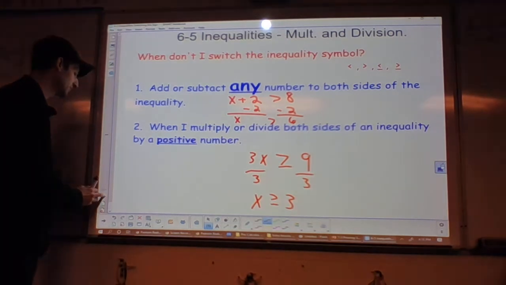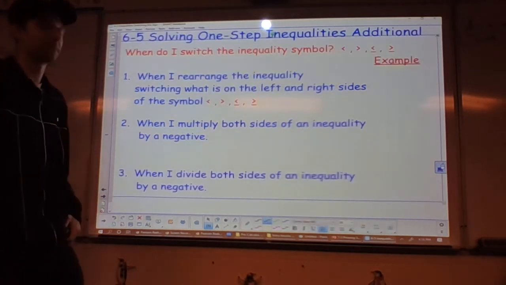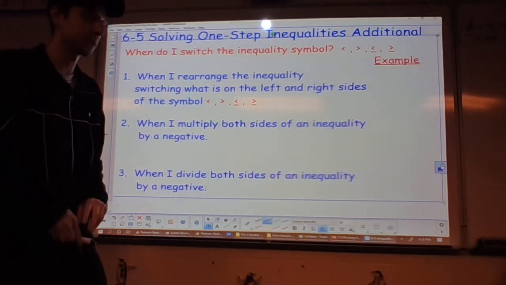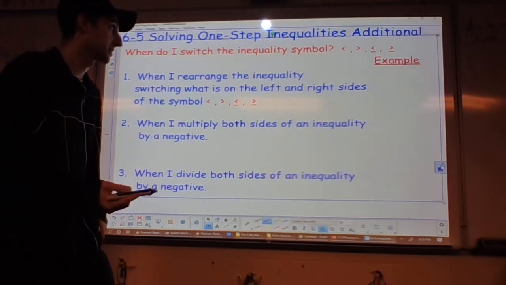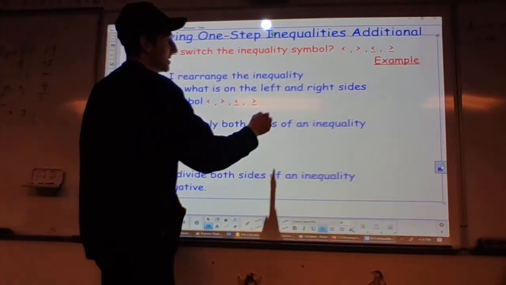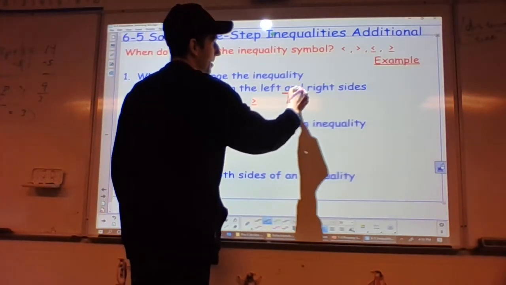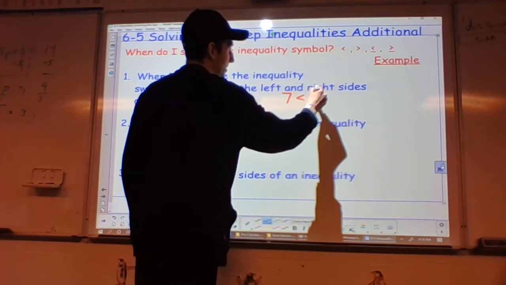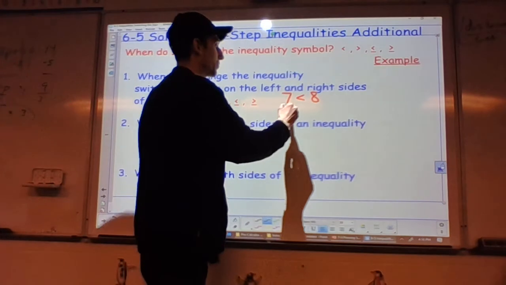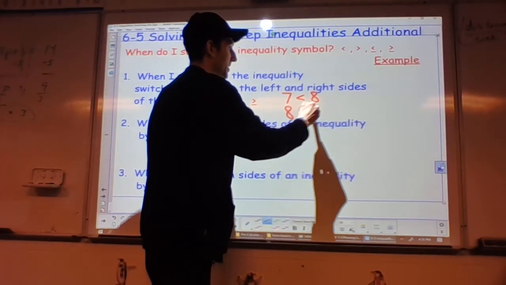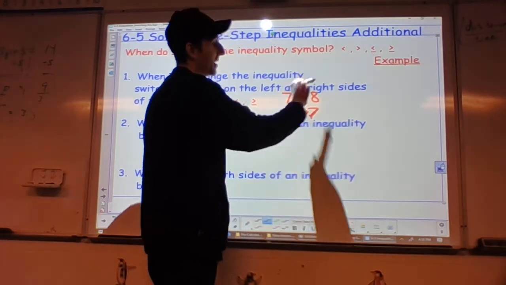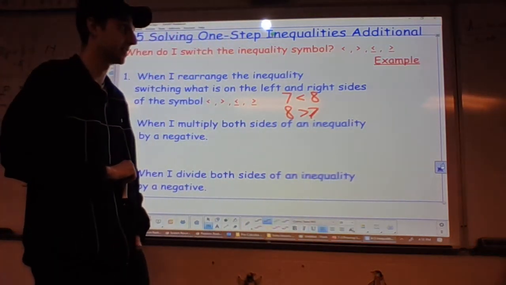Let's see when you do flip it. One instance when you do want to flip it is when you're rearranging the inequality. For example, you're taking the left side and flipping it over to the right side. Say if I had 7 is less than 8, I could have a true statement if I wrote 8 is greater than 7.